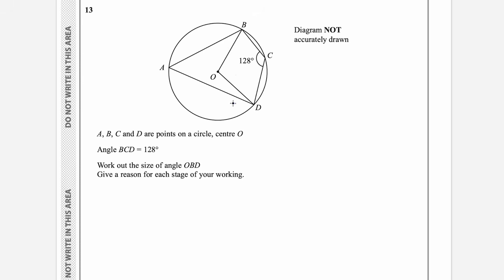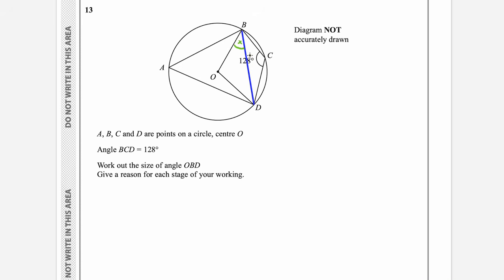Okay, we're given all this. Fine, I won't read out all of this. Work out the size of the angle OBD. Give us a reason for each stage if you're working. Okay, I hate when they make you do that, but fine, let's do that. So B, O, B, D. So we're looking for this angle here. I'm going to call it X.